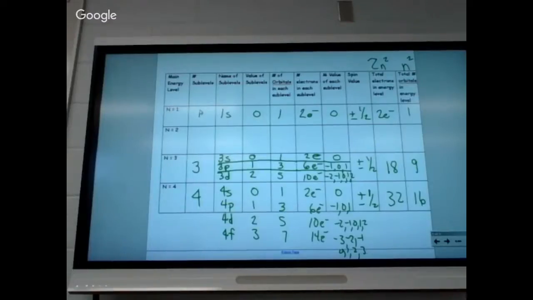If m equals -2 or +2, what is n equal to? 3, because l would be 2, and n would be 1 more, so it would be 3. Number 12. Name the 4 quantum numbers. Principal, orbital, magnetic, spin.